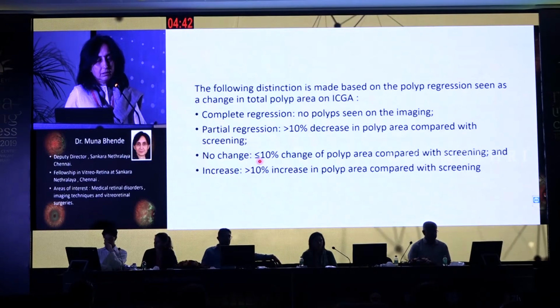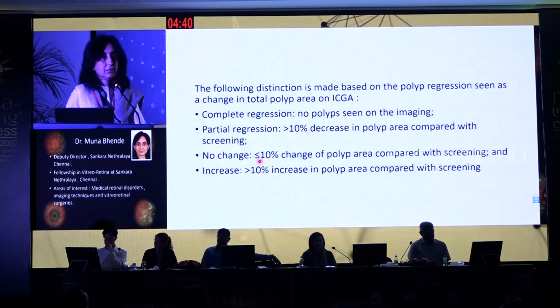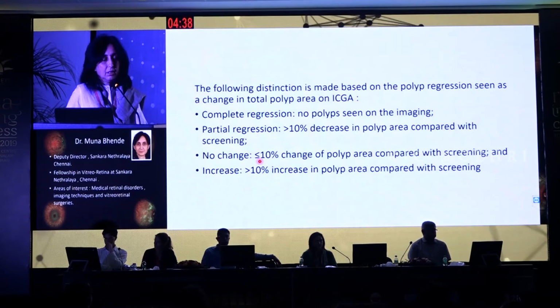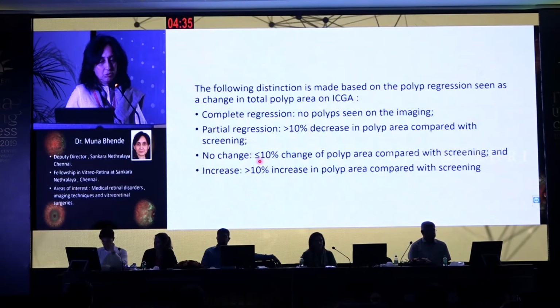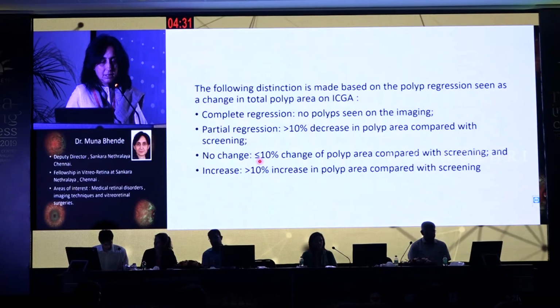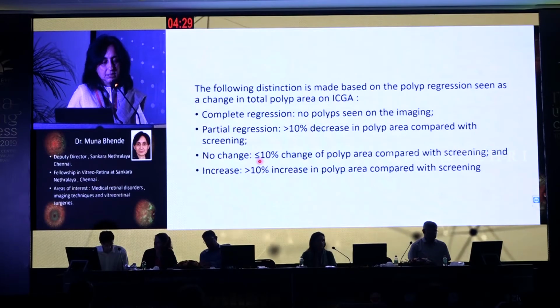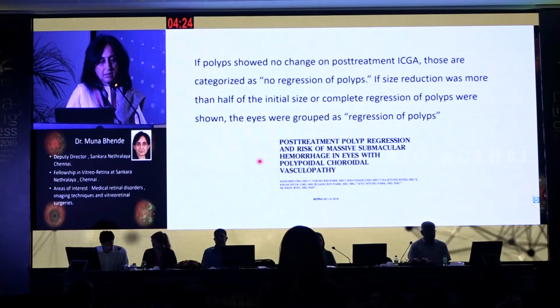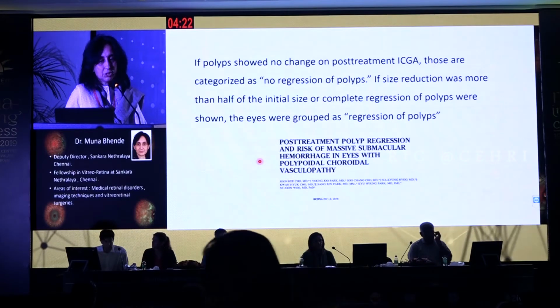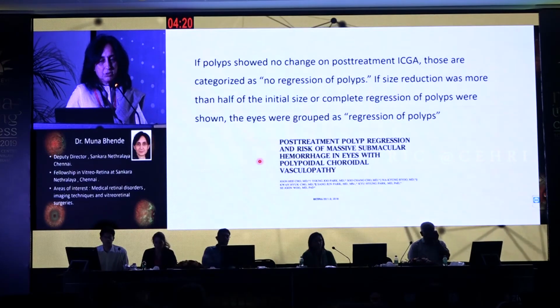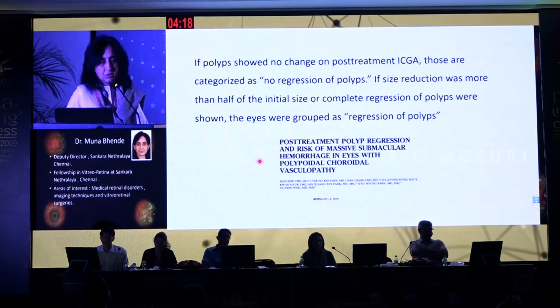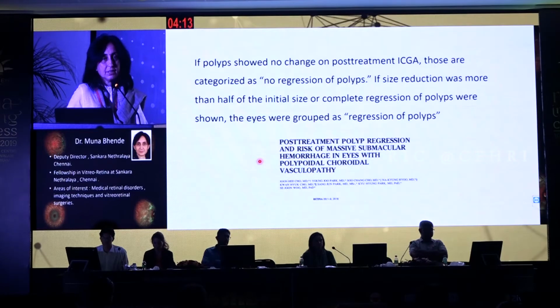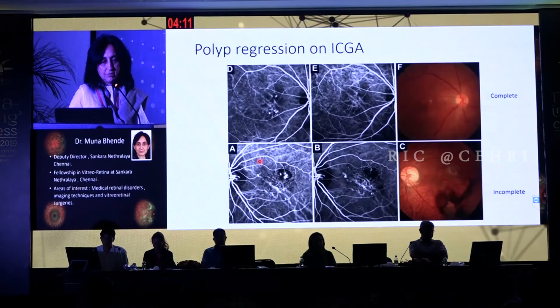And how do we distinctly differentiate based on the polyp regression? If you have complete regression, there are no polyps seen on the imaging. If you have partial regression, there's more than 10% decrease; no change, less than 10% change; increase, more than 10%. And this is what was reflected in the study. There was a subsequent study which showed that if polyps showed no change post-treatment, it was characterized as no regression. If size reduction was more than half, it was grouped as regression. All these are ICG angiographic findings.